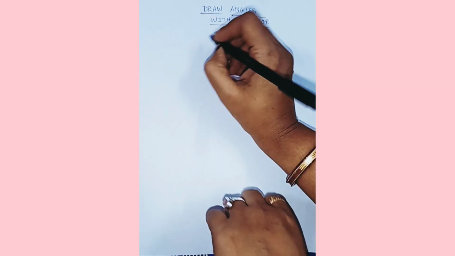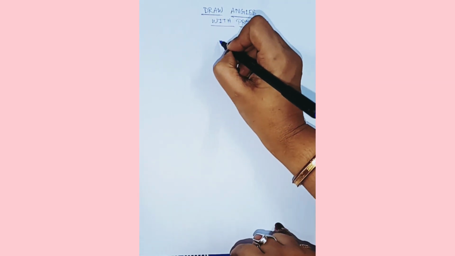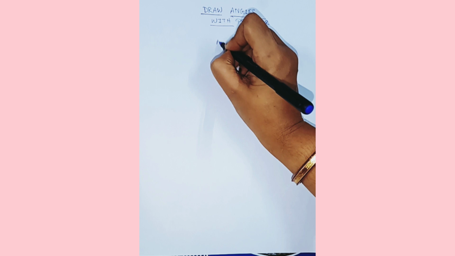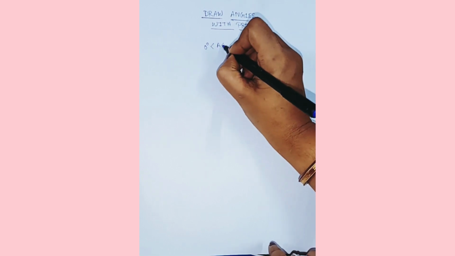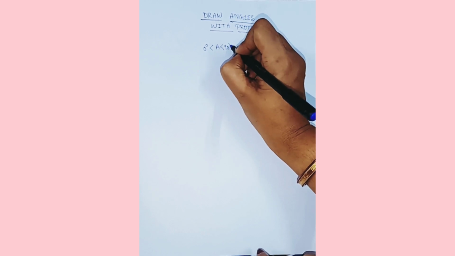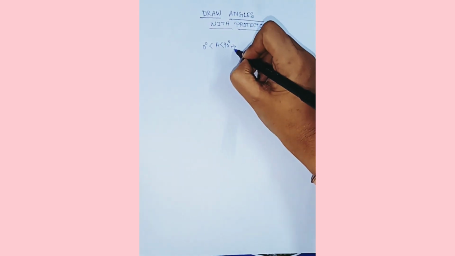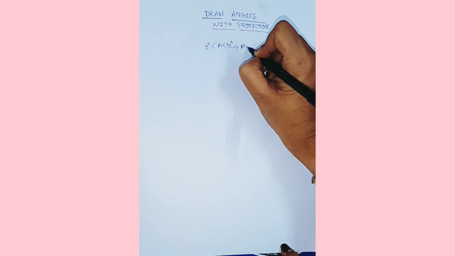Today I am going to discuss how to draw an acute angle. What is the acute angle? An acute angle is an angle whose measure is greater than 0 and less than 90. That is called an acute angle.